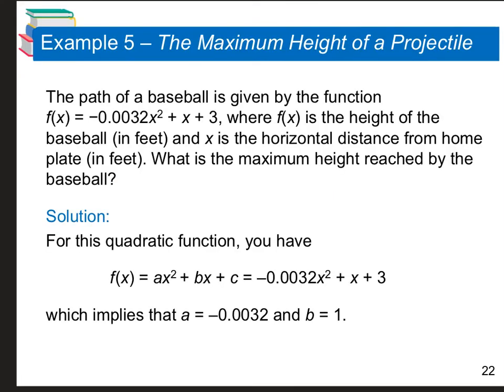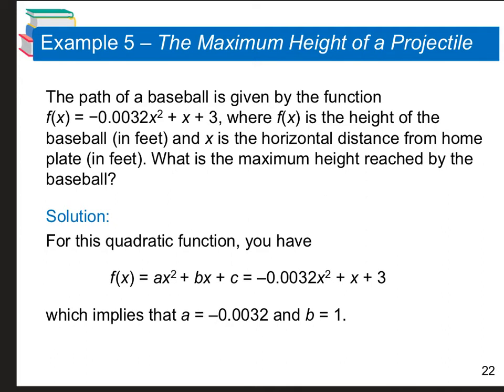Here's an example. The flight of a baseball is given by the function f of x equals negative 0.0032 x squared plus x plus 3, where f of x is the height and x is the horizontal distance from home plate. So what is the maximum height?